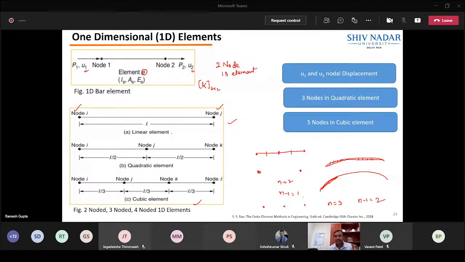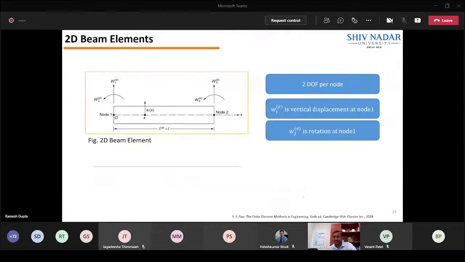Now, if I increase the polynomial order, what is the advantage and what is the disadvantage? As the number of nodes increases, your computational cost increases. At the same time, the advantage is that you are fitting your displacement field or the geometry very closely, so you can minimize the errors.